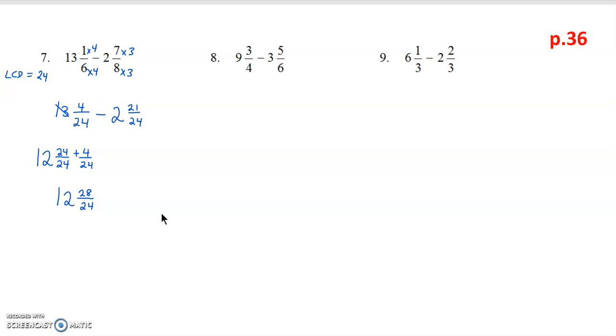So that gives us 12 28/24 minus 2 21/24. And now we're in a position where we can subtract everything. 12 minus 2 for the whole numbers is 10, and 28 minus 21 is 7/24. And that's going to be in lowest terms.